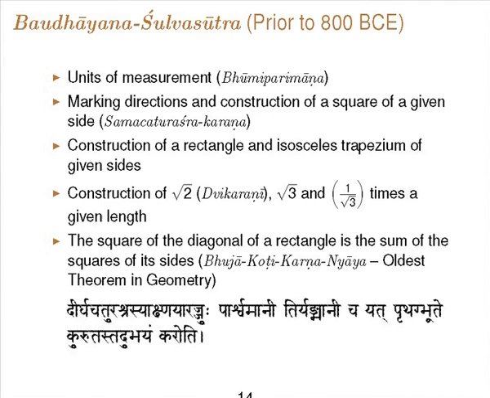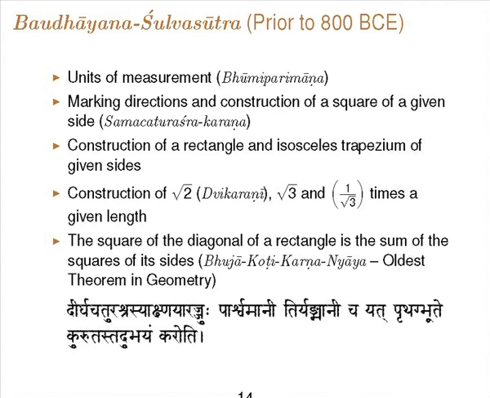So, the ancient Shulva Sutras deal with a lot of things: units of measurement, marking directions, construction of rectangles, squares, trapezia, transformation of squares, and it has the first, oldest statement of the geometry theorem which we commonly attribute to Pythagoras. It is called the Bhuja Koti Karna Nyaya in later Indian mathematical texts. The sum of the squares of the two sides of a rectangle is equal to the square of the diagonal. This is the rule as stated in Bodhayana's Shulba Sutra.